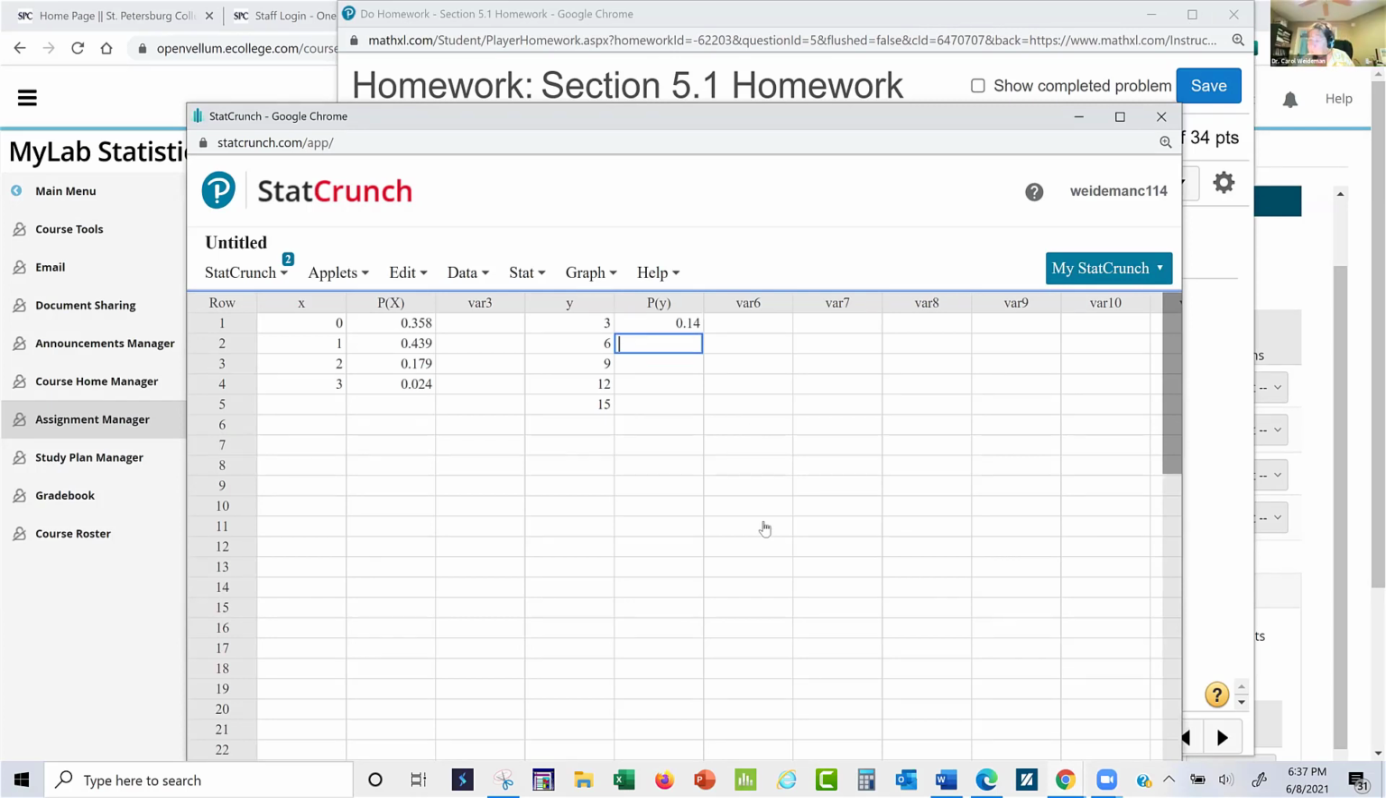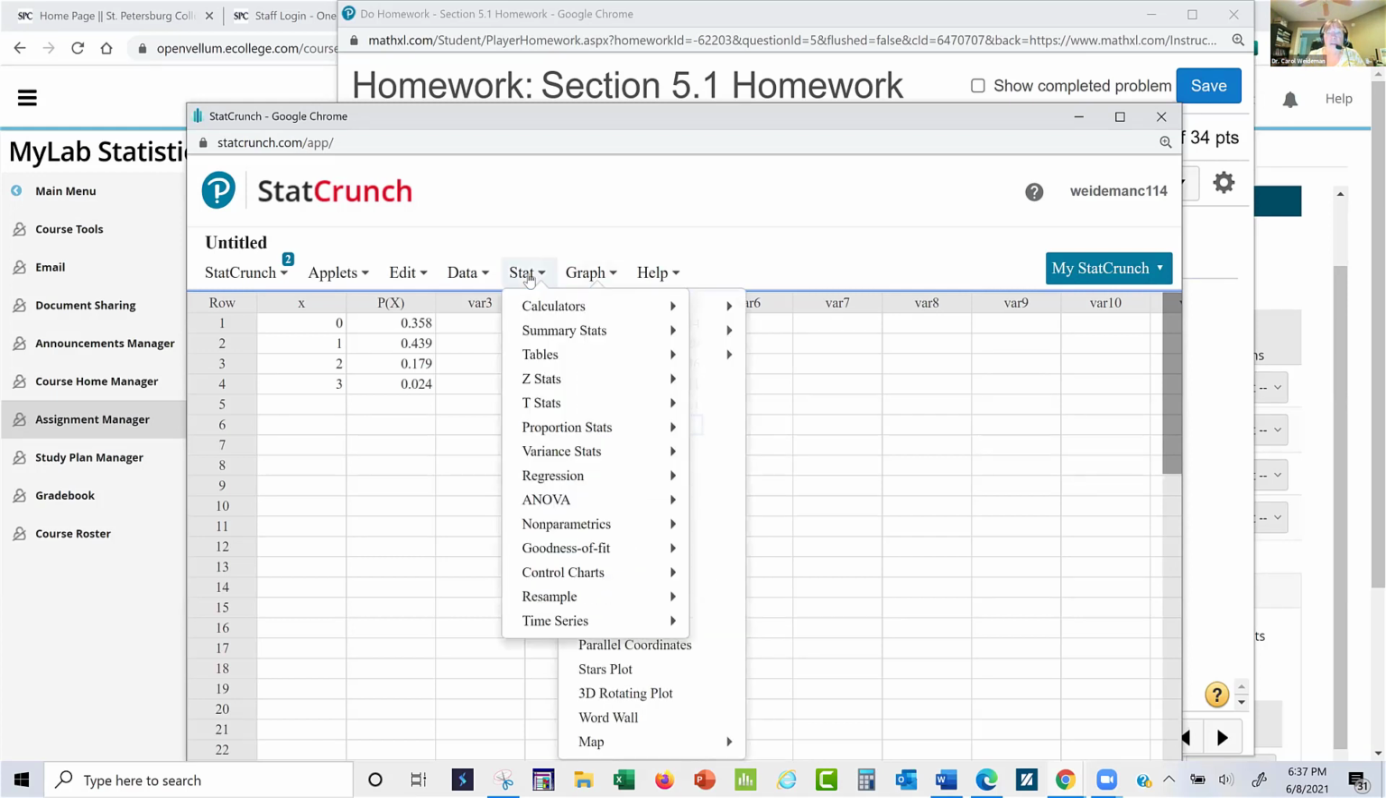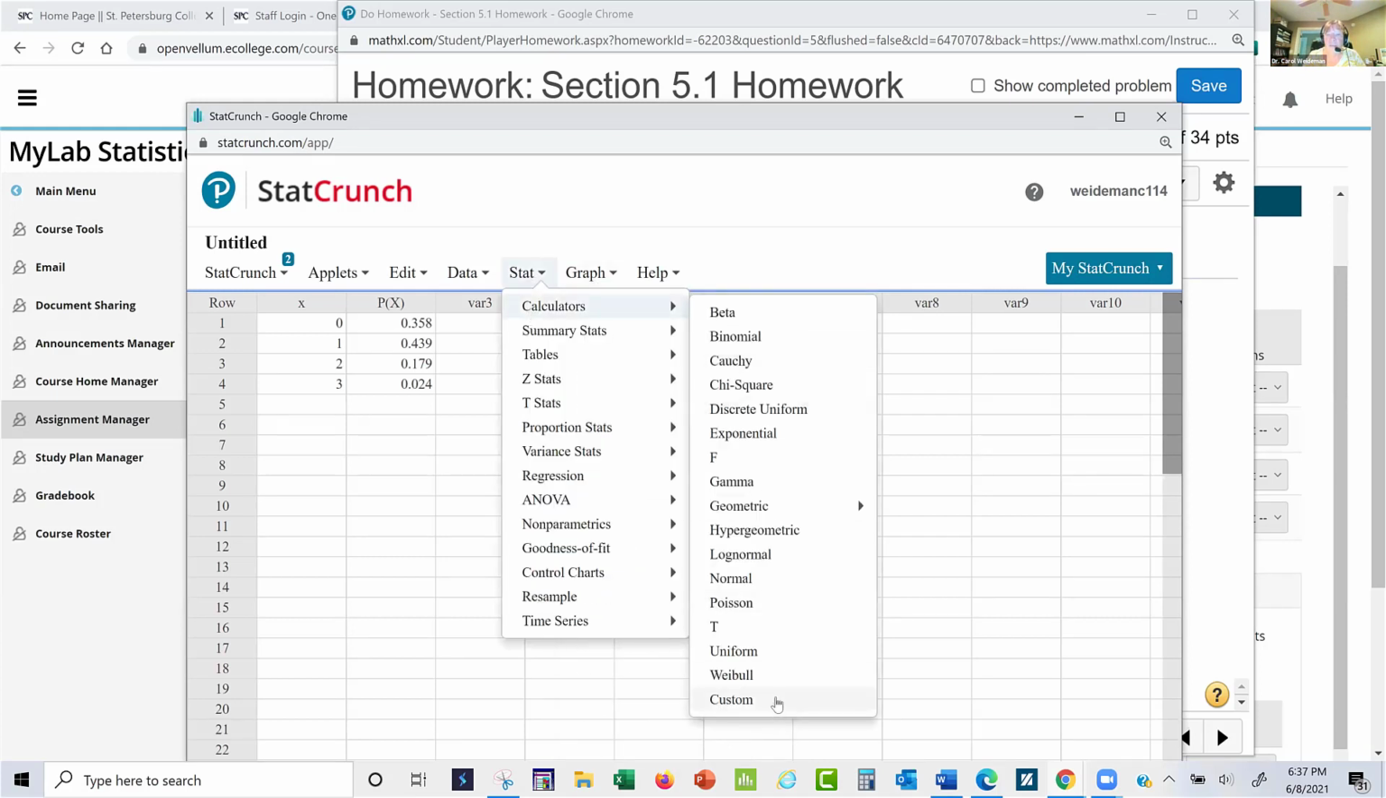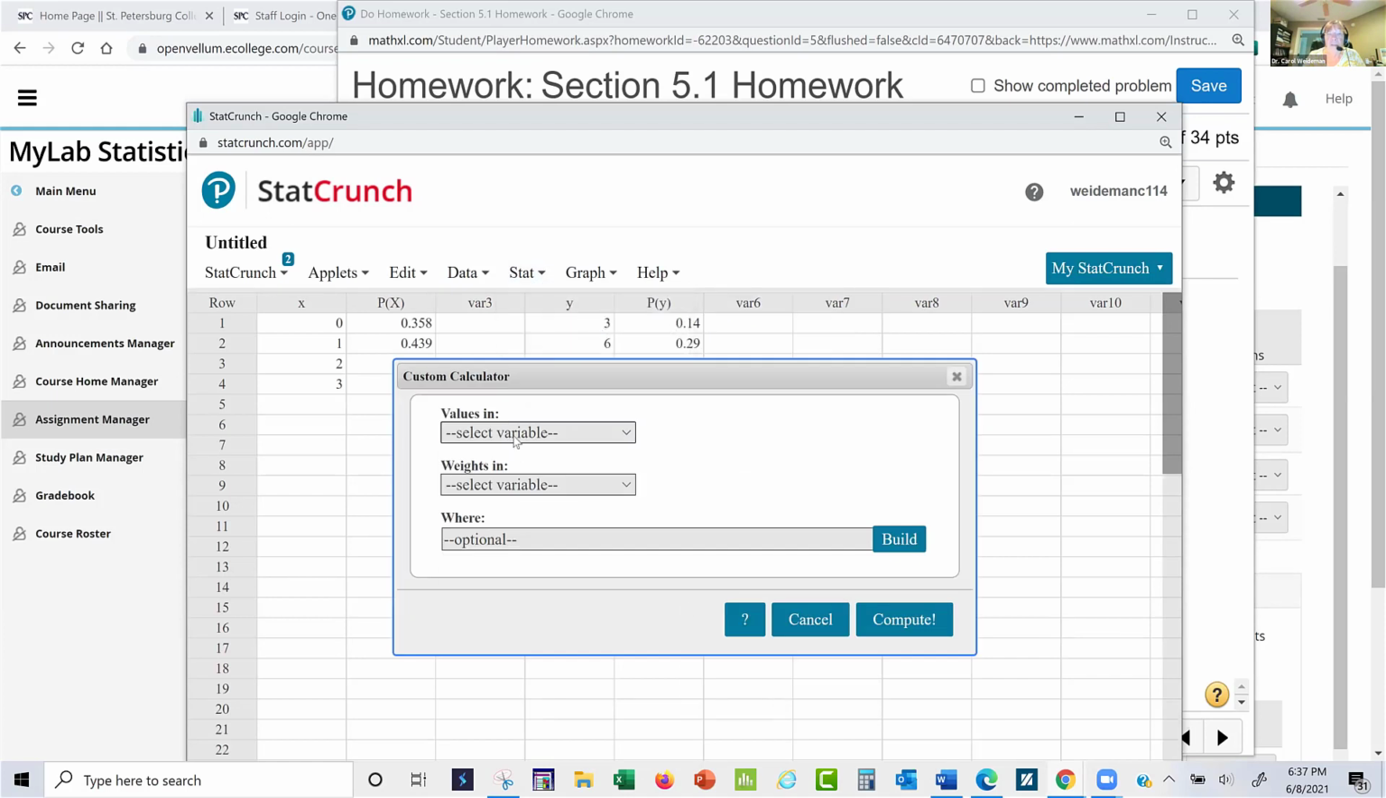0.14, 0.29, 0.36, 0.11, and 0.1. Okay, so again, this is the golf ball problem, and all I did was put the data into Statcrunch. I picked Y instead of X, just so we know when we go to Stat, Calculator, Custom, and I go to pick the variables, I'm now going to pick Y and the probability of Y.